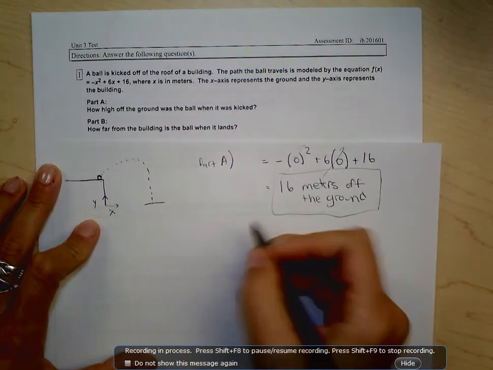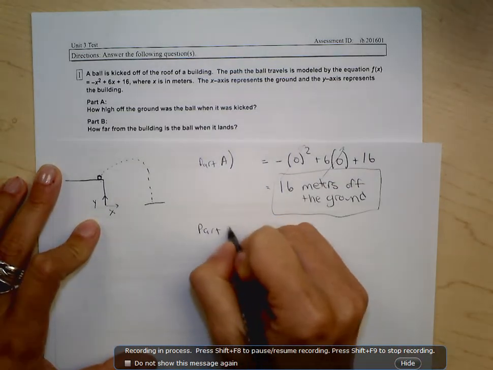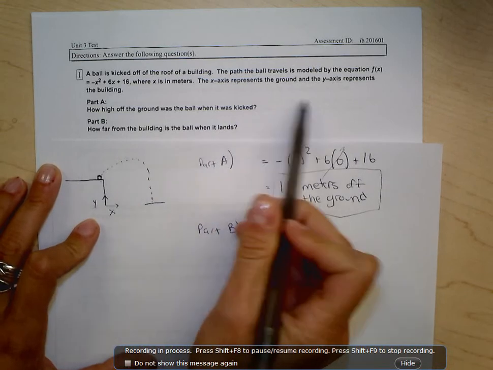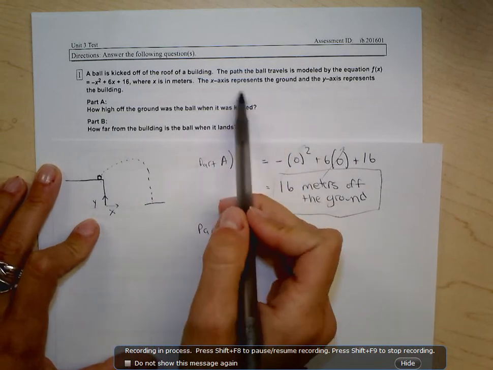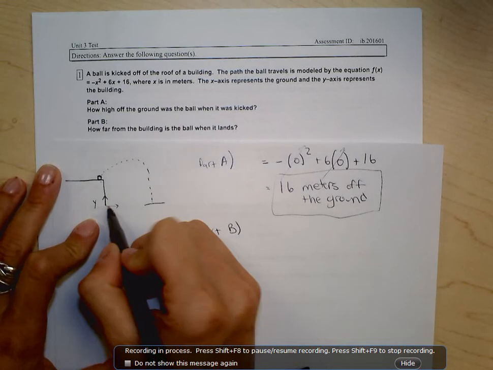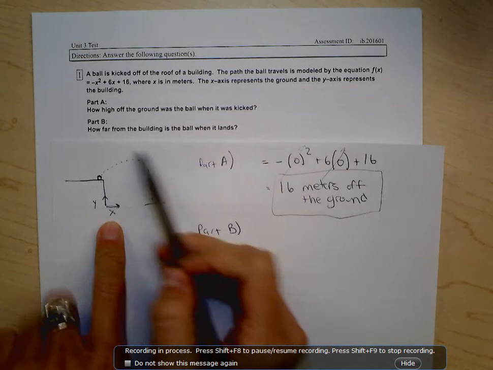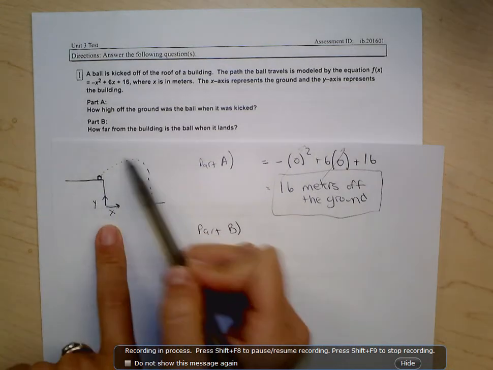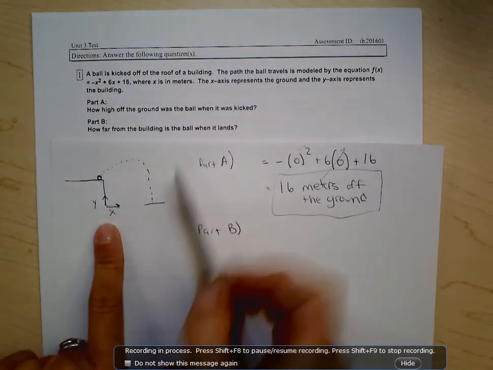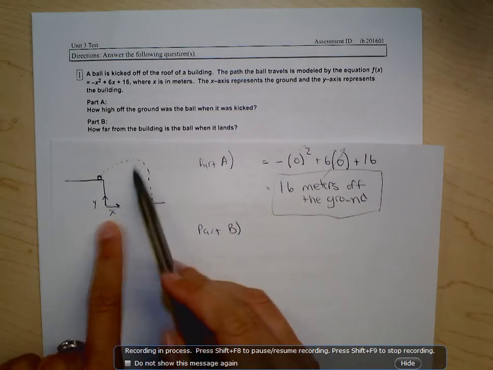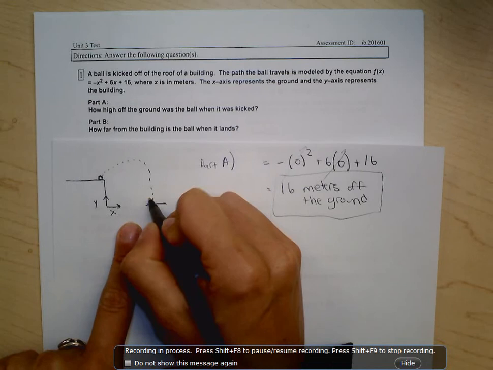Part B says how far from the building is the ball when it lands? And I know that that's the x-axis, how far this ball is going to be from the building. Usually it's time, so how much time has gone by, but here we have how far. So if I want to figure out what x is, how far it is from the building when it lands, this is when my ball lands.